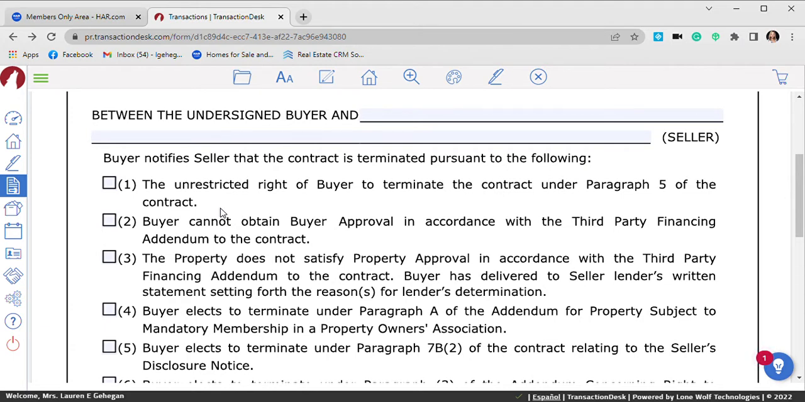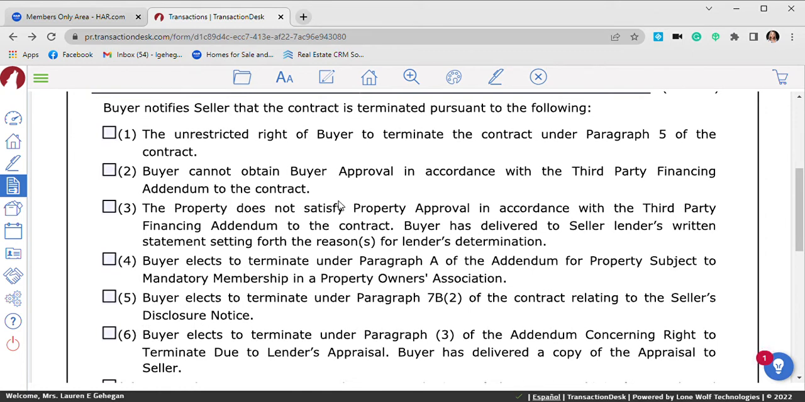Number 2, the buyer cannot obtain buyer approval in accordance with the third-party financing addendum to the contract. This is something that you can most likely prevent from happening if you speak to your lender and work on getting a full pre-qualification for your buyers versus a basic pre-approval. This will allow them to go through a lot of the processing before underwriting. That way they can get a great idea if the buyer is going to get full approval.